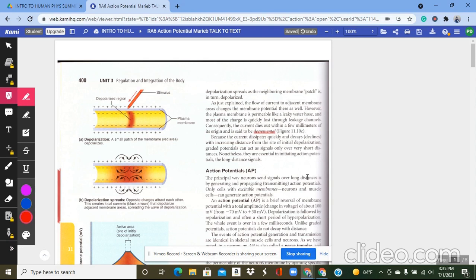And because the current dissipates quickly and declines with increasing distance from the site of the initial depolarization, graded potentials can act as signals only over very short distances. Nonetheless, they are essential in initiating action potentials, the long distance signals. So that is something pretty important to remember. I'm going to highlight it in blue because it tells us the role of graded potentials in determining action potentials.